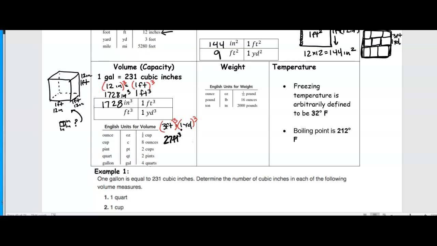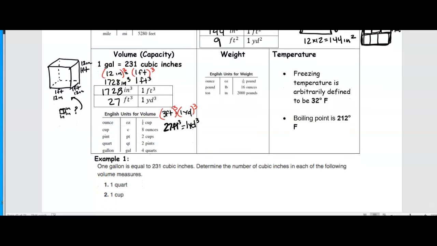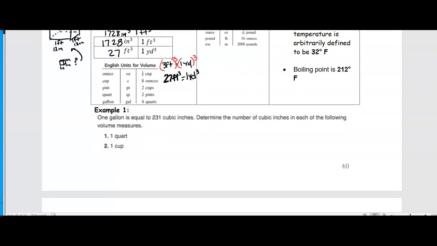Oh, bolded that a little too much. And then 1 times 1 times 1 is 1 cubic yard. So we get 27 cubic feet in 1 cubic yard. So that's the conversion there. And then we'll get to weight and temperature a little bit later in further examples. So I just want to do these 2 examples real quick.